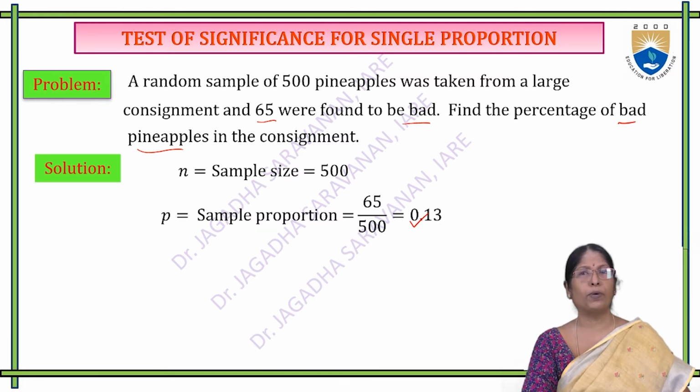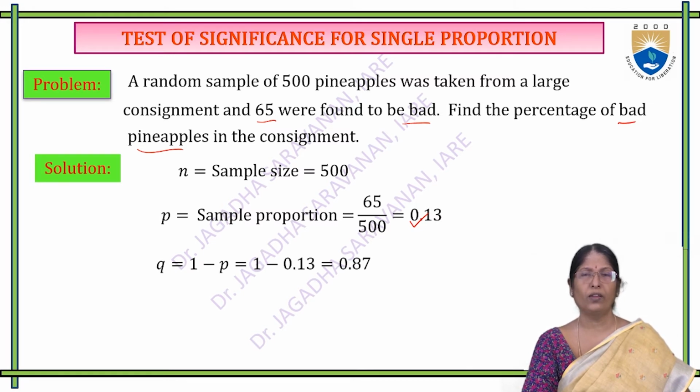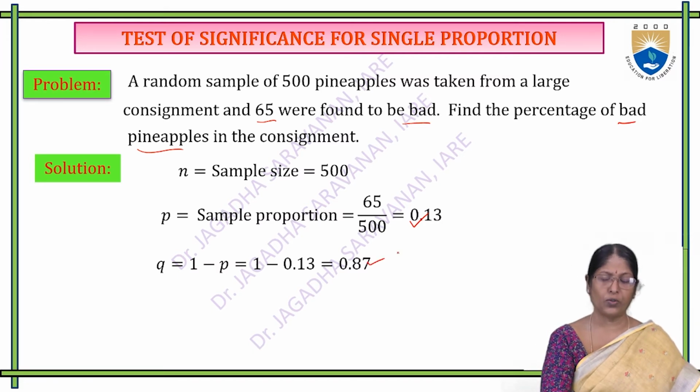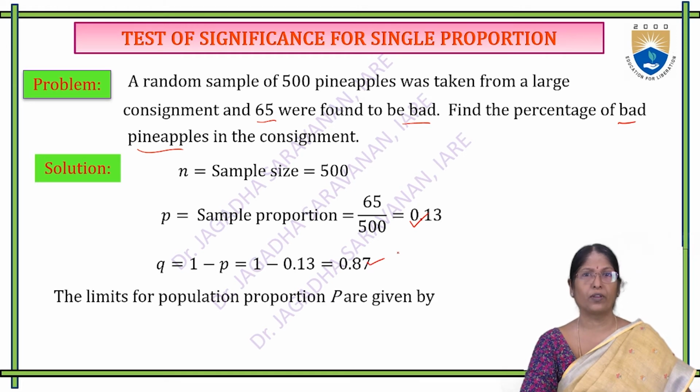So now the sample proportion, with the symbol small p, is the fraction 65 by 500, which is equal to the decimal 0.13. So small q equals 1 minus p, 1 minus 0.13, which is equal to 0.87. Here they are asking only regarding the sample proportion, with whose help we found q.